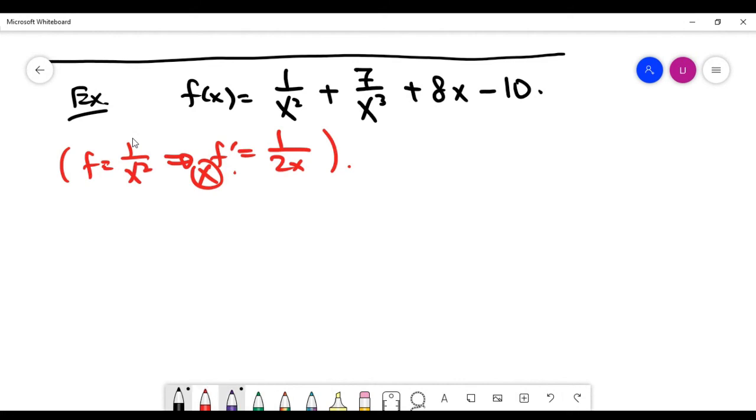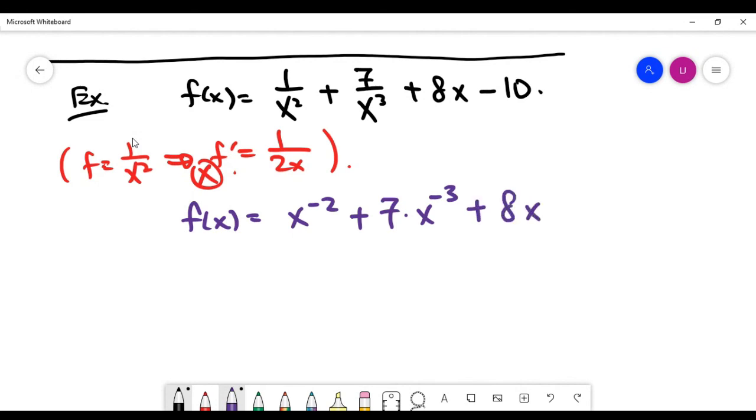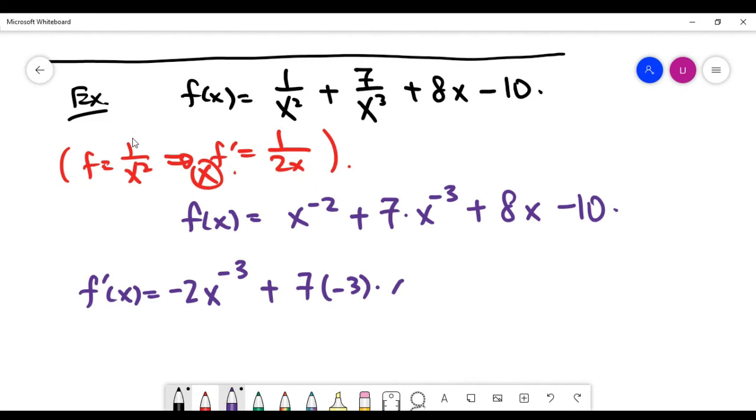And the slightly better way to get around this issue is we have to think of the function f as x to the power minus 2 plus 7 times x to the power minus 3 plus 8 times x minus 10. And now it is safe to say that we can actually use the power rule now. If we use the power rule, for the first term, we can pull the minus 2 out, x to the power minus 3 plus 7 times minus 3 times x to the power minus 4 plus 8 times 1. Every time you differentiate x, it becomes 1. And minus 0, because constant function, when you do differentiation, is going to be 0.